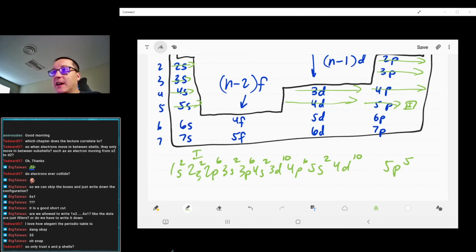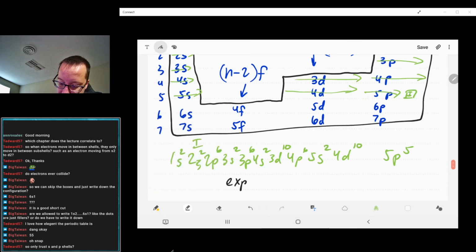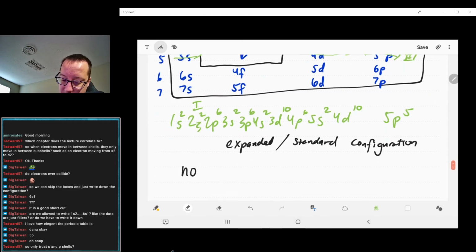But I think it's time. It's end of class pretty much. So I'm going to teach you the shortcut now. This is kind of the expanded or standard configuration. But there is a shortcut, which we call the noble gas configuration.